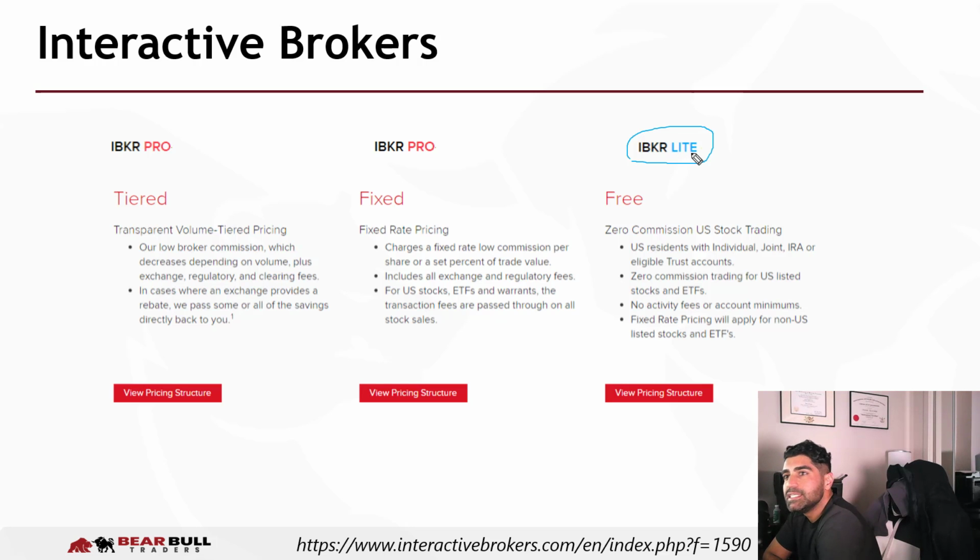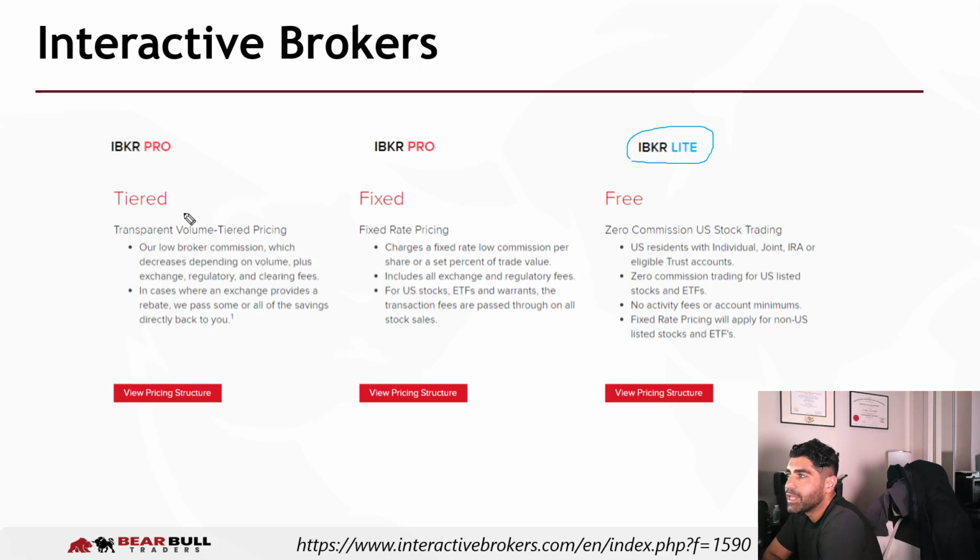So you can go with IBKR Lite, same as TD, zero commission, or Robinhood. This is essentially the same service that they had to provide. Otherwise, they couldn't stay in the game. The brokers really had to respond to demand from customers and competition that wanted cheaper commissions. But if you really want active trading, the commission is still there.